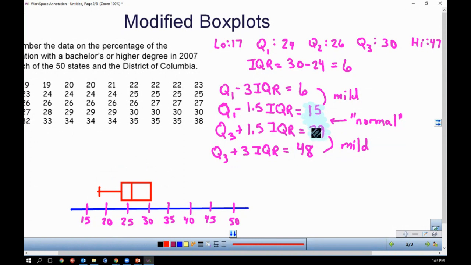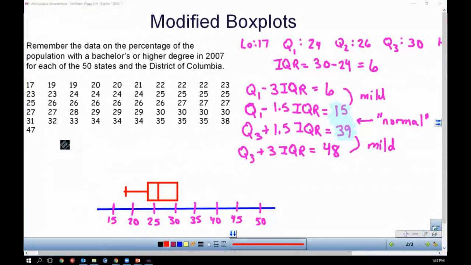Okay, now on the upper end, do we go to 39? Do we go past 39, or do we stop before? On our data, what would our data be? Well, we've got a 47 over here, so we go past the 39, but we won't draw a whisker past the 39. We have to stop our whisker at 39.